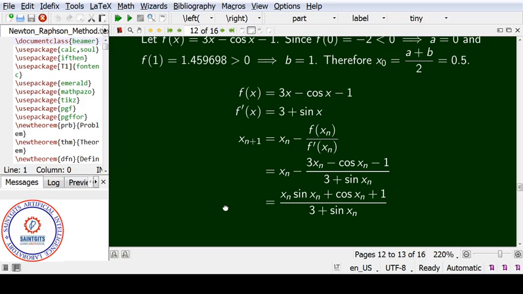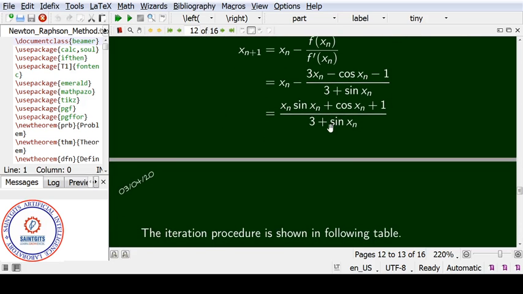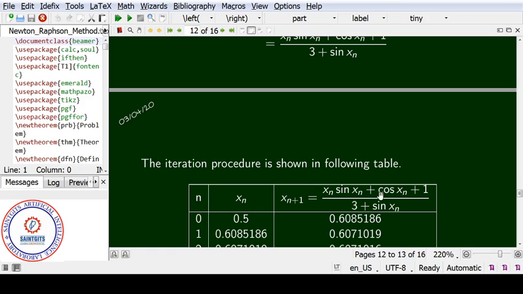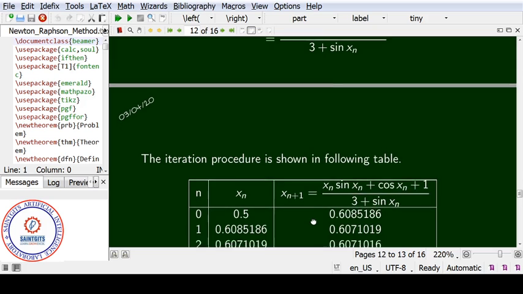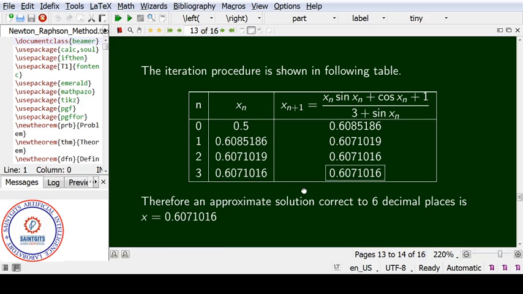Now we create a table with the 3 columns. First column is iteration, second column is xn, and third column is the next approximation using Newton-Raphson, that is xn plus 1 equal to xn into sin xn plus cos xn plus 1 divided by 3 plus sin xn. I put this xn into this equation, I get xn plus 1. I repeat, and on the third stage I get almost the same value for xn and xn plus 1. So modulus of xn plus 1 minus xn gives 0. So this approximation converges and we get an approximate solution corrected to 6 decimal places, and it is equal to 0.6071016.